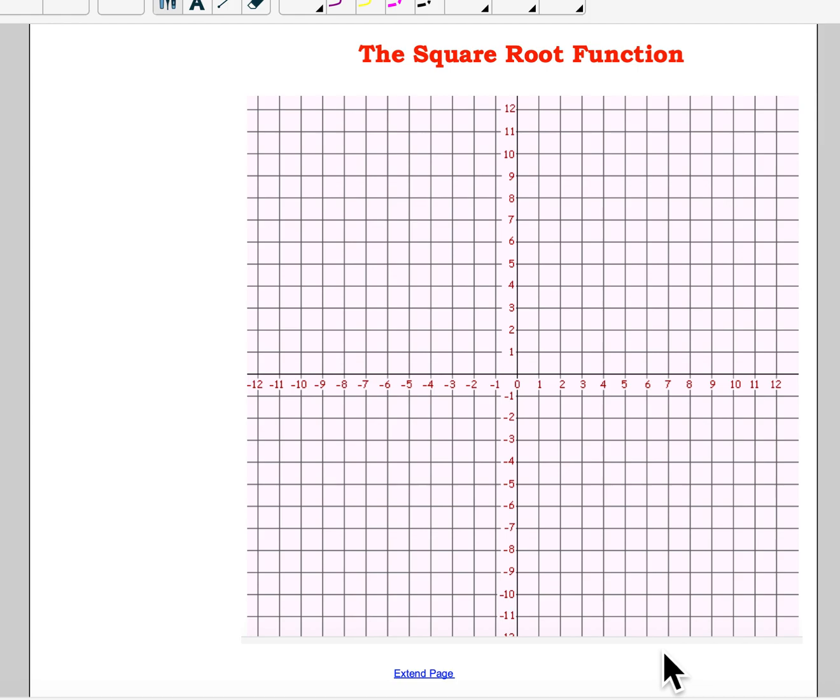This function here, known as a square root function, is a type of radical function. The simplest square root function that we could possibly think of would be y is equal to the square root of just x. And so that right there is the parent square root function.